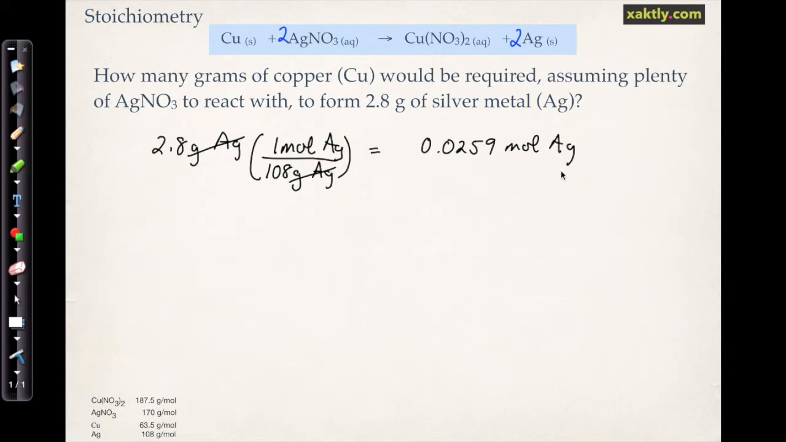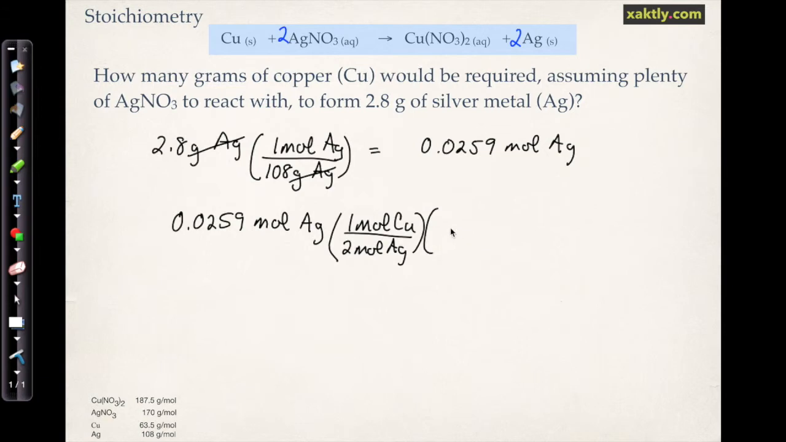Now we just use the balanced equation to convert 0.0259 moles of silver to grams of copper. So we begin with 0.0259 moles of silver, and then we use the mole ratio from the equation. And the equation tells us that for every 2 moles of silver, so 2 moles of silver in the denominator here, so it cancels moles silver in the numerator to the left, we get 1 mole of copper. That comes right from the equation. And then we can just chain on the atomic weight of copper. 1 mole of copper is, let's see, 63.5 grams of copper.